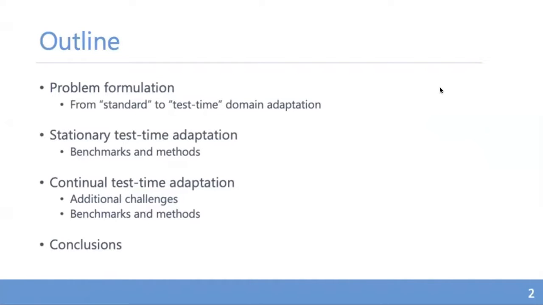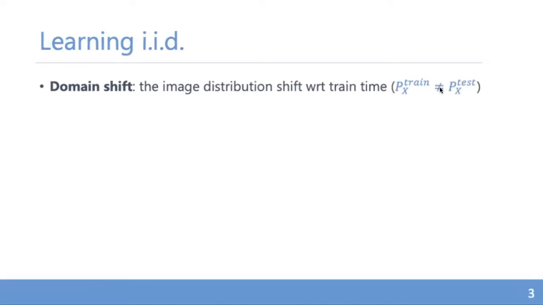We're going to see how we can smoothly move from standard unsupervised domain adaptation to unsupervised test time adaptation. We're going to discuss two different scenarios: the scenario where the test distribution does not change, and the case where the distribution changes forever over time. And we're going to draw our conclusions, of course.